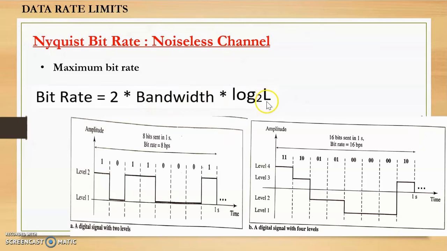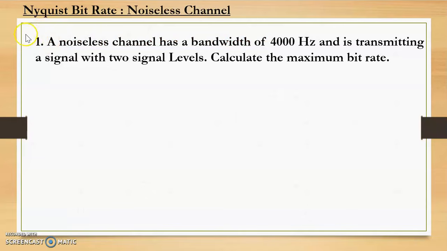Now if we increase the number of levels, the number of bits sent will also increase. Say for example, this signal has 2 levels and this signal has 4 levels. So we can see that if the number of levels are increased, the number of bits sent for each signal element will also increase. Also, increasing the number of levels can put a burden on the receiver who is receiving the signals. So let us solve some questions based on Nyquist bit rate.